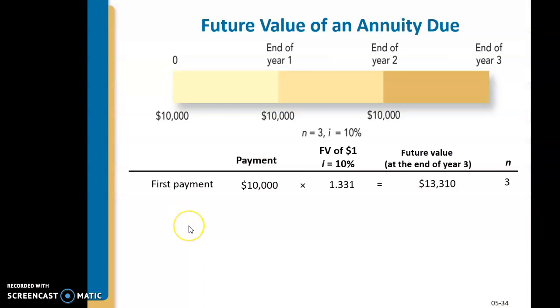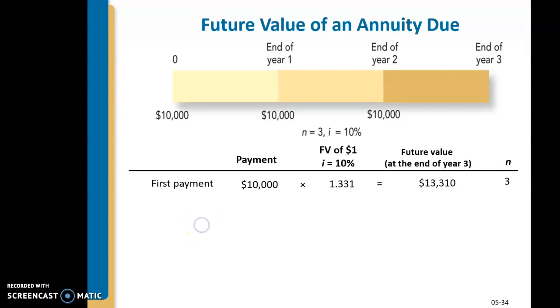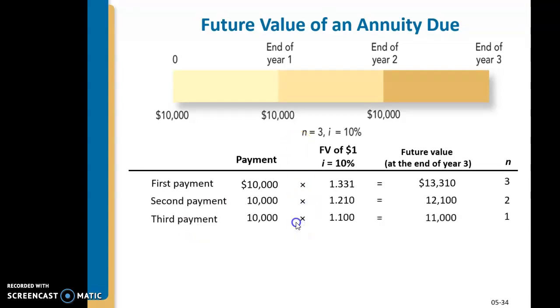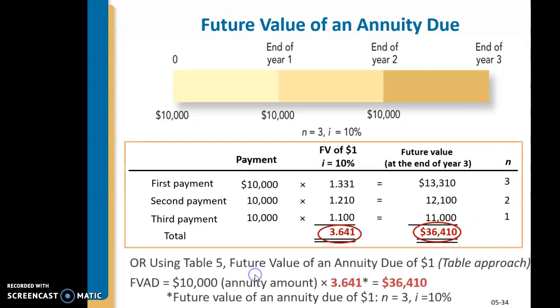And here's the solution presented on the slides. $36,410, doing it the math way, and using the future value of an annuity due table, Table 5, $10,000 times 3.641 equals $36,410.